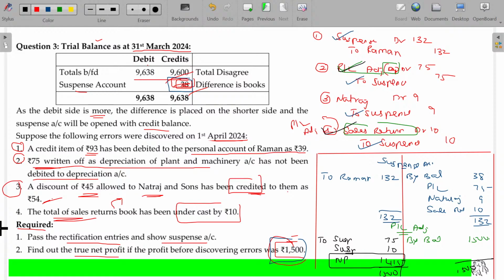Because of the error, the trial balance disagreed, and we kept the difference in the suspense account at 38 rupees. Later we rectified that and eliminated the suspense account. With the errors, we found the profit to be 1500. By passing these entries, we have now rectified the profit also. The correct profit for the business is 1415. Is that clear? This is how you have to understand the comprehensive idea of rectification of errors. Now it's your duty to practice lots of illustrations to master this. Okay, come on, make a note of it.